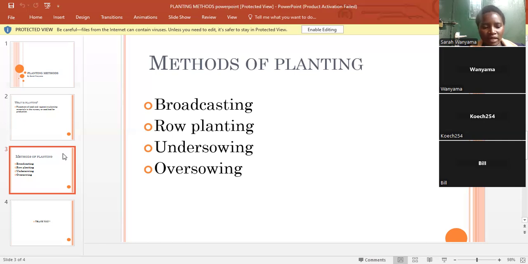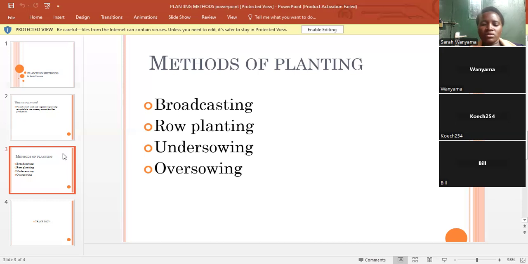We also have row planting. In row planting, seeds are planted along straight parallel furrows or holes, which are dug at a specific spacing rate. A check row planter is used for this method, in case you're using mechanization. But you can also just use jembes or ox plows, such that you make your furrows, and then you place the seed or the vegetative planting material. Your crops in this case will have a predictable seed rate and a predictable spacing.